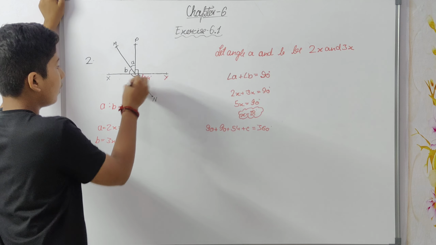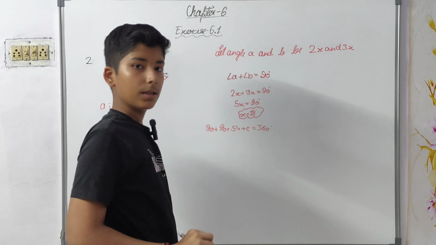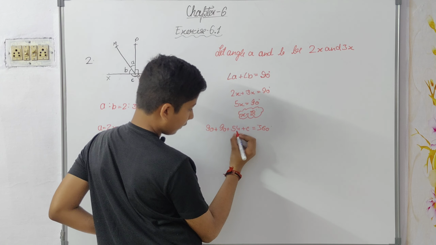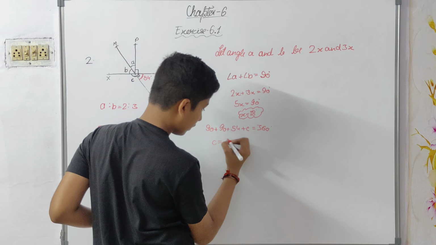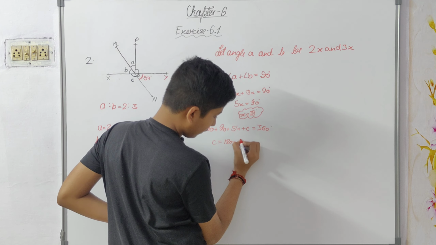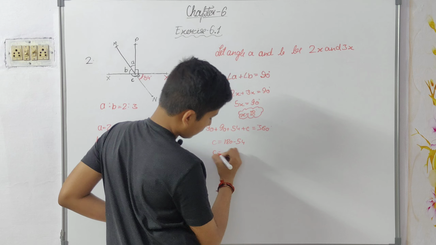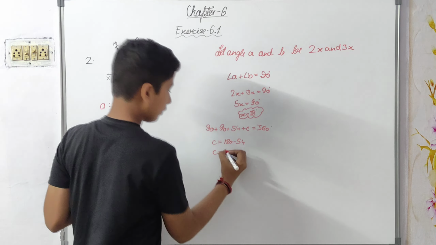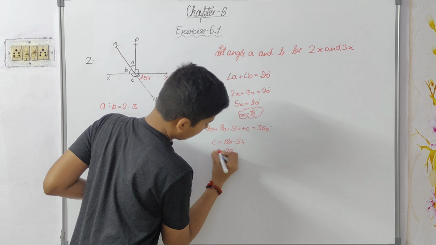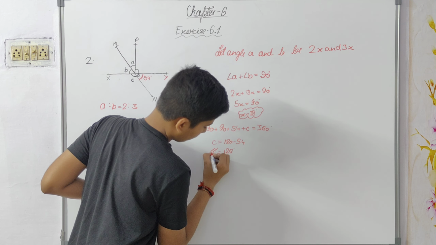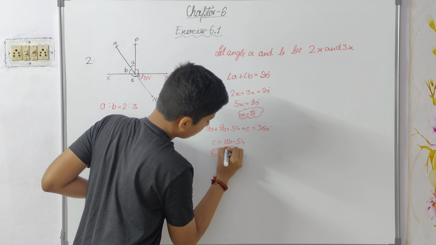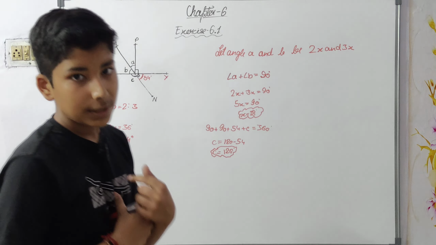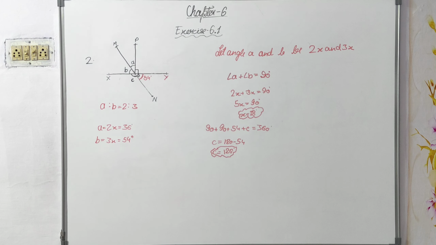Now we know that if we add all of these angles, it will be 360 degrees. So firstly, C equals 180 minus 54, which equals 126 degrees. This is the answer. C equals 126 degrees. Now let's come to our next question.